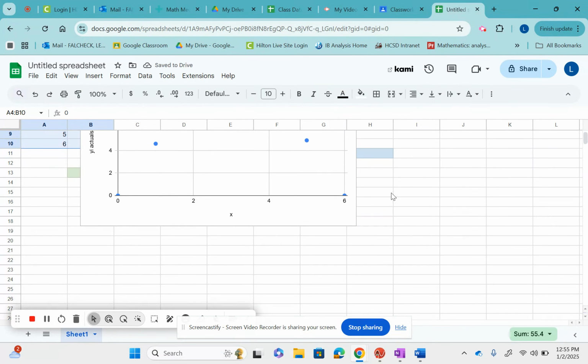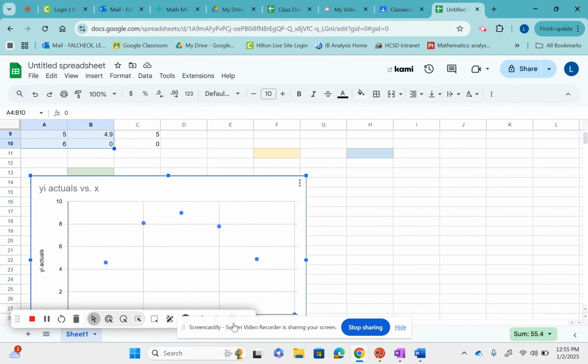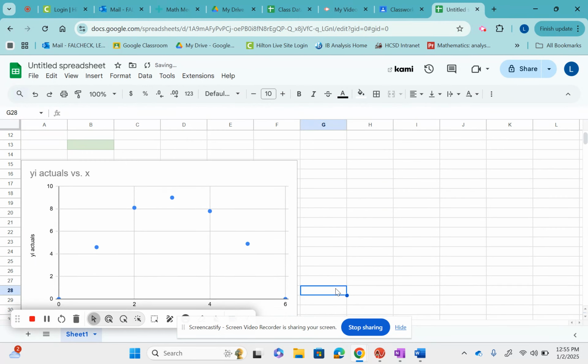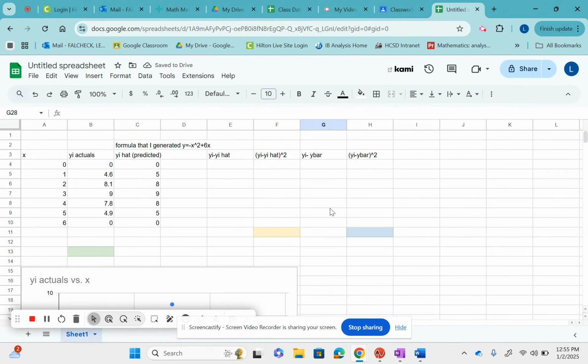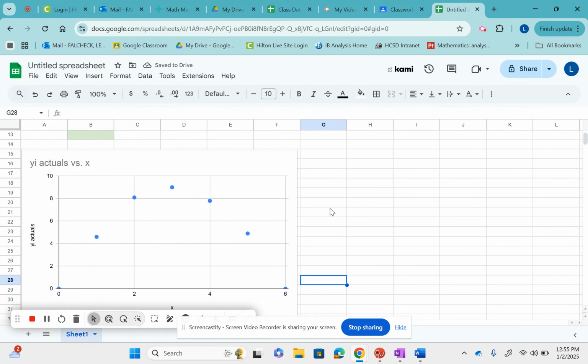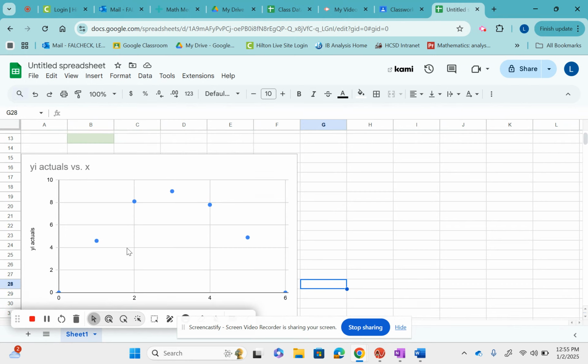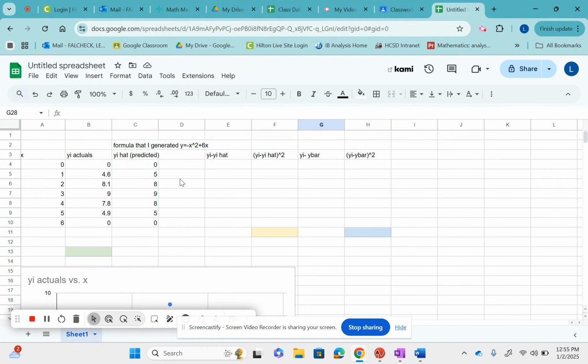So I've got my scatter plot, and it looks very quadratic indeed. All right, good to know. So now what I'm doing is generating the equation of negative x squared plus 6x, sorry, and plotting it on the same graph here, and then comparing the residual, or the vertical distance, between the actuals and the predicteds. And that's how I measure the goodness of fit of my model.